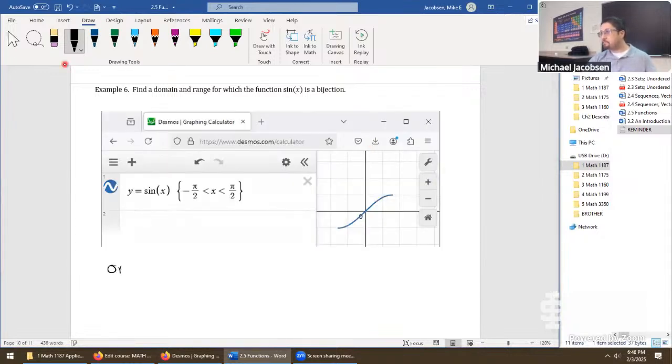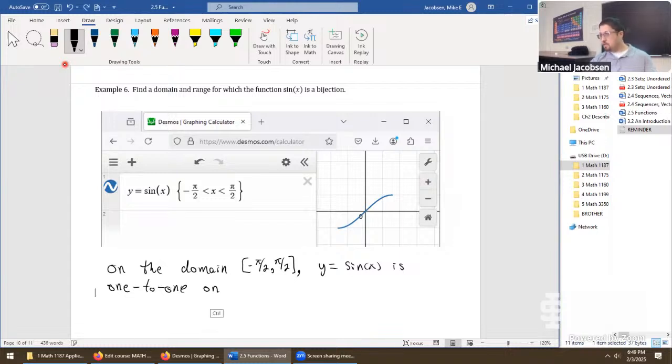On the domain from negative pi over 2 to pi over 2, y equals sine x is 1 to 1 and onto with range from -1 to +1.